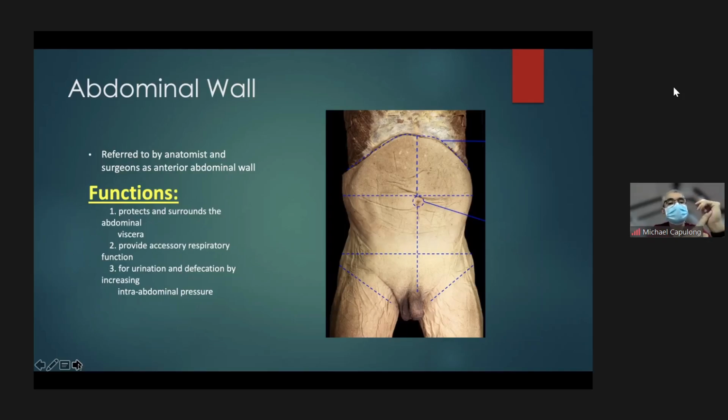Lastly, this will also help in the elimination of waste products. Pretty much the same mechanism as how it helps in your respiration. By altering the intra-abdominal pressure, this is able to push solid waste out of the body via the anal opening, or squeeze urine from the urinary bladder. So the main factor here would be the change in the intra-abdominal pressure.